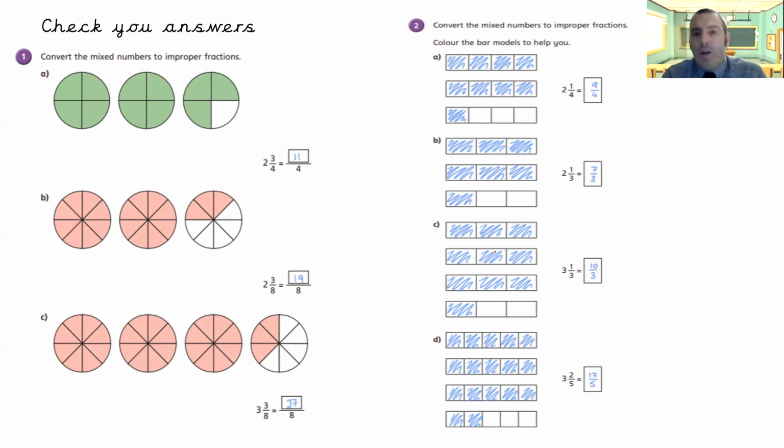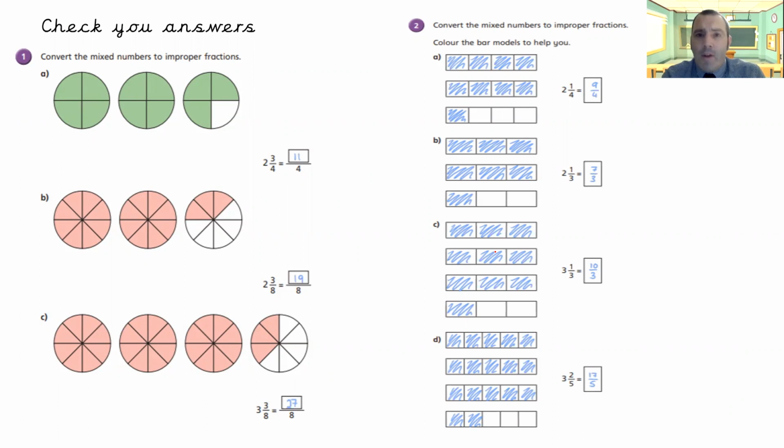For question 2, you're converting it yourself. So you're going to draw out your bar models. Now you need to remember your denominator tells you how many parts the bar gets cut into. So if you look at our first one, we've cut the bar into 4, B it's cut into 3, C it's cut into 3, and D it's cut into 5. But they're all matched up with our denominator. And then it's just a question of drawing out, colouring in the right number of bars.